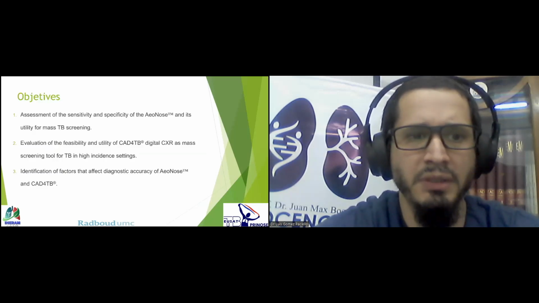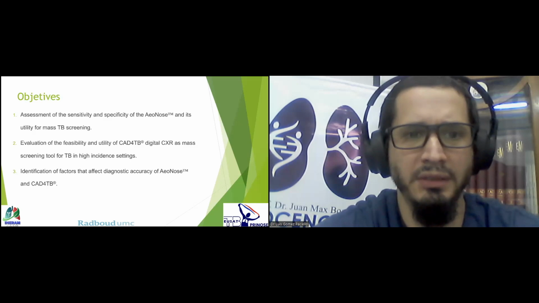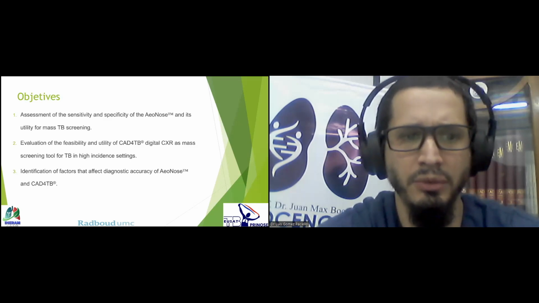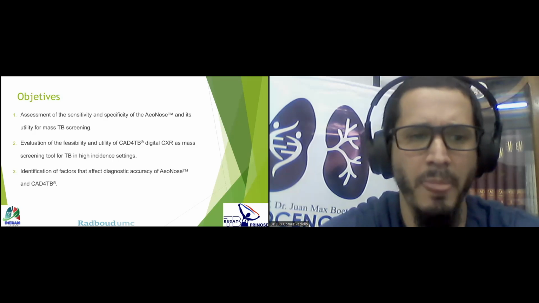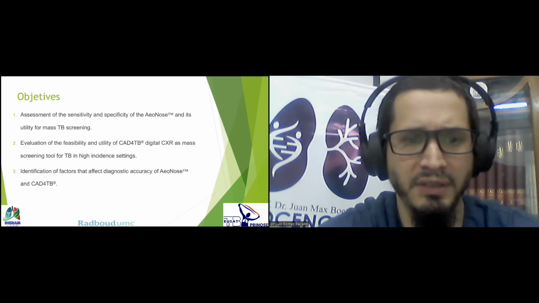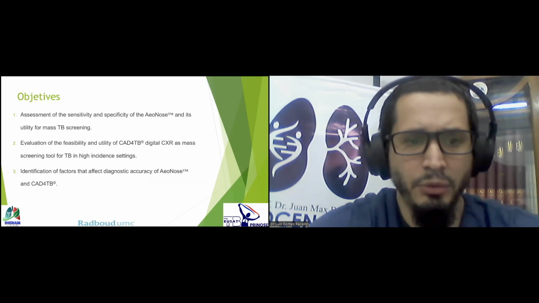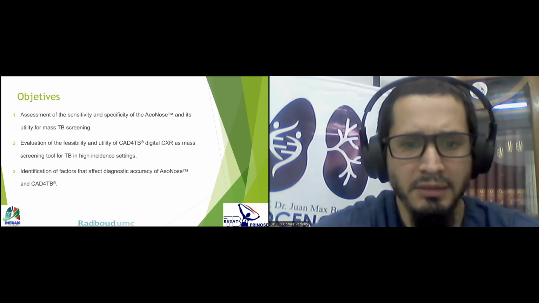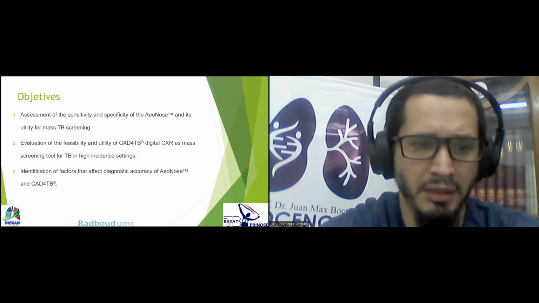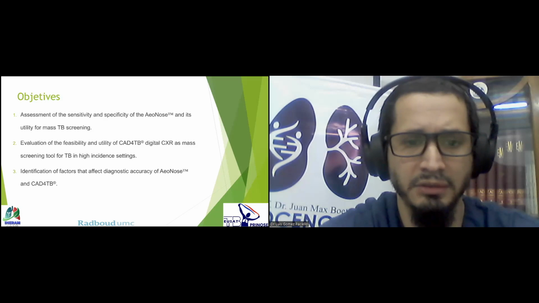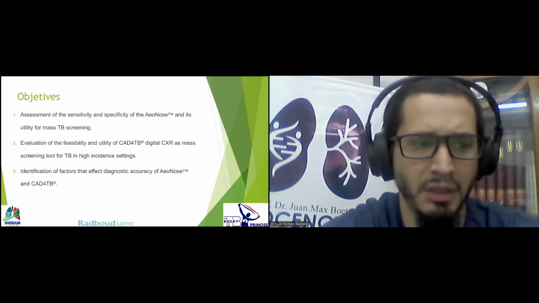Our objectives are the assessment of the sensitivity and the specificity of the Prinose and its utility for mass TB screening, evaluation of the feasibility and utility of CAT4TB digital X-ray as a mass screening tool for TB in high incidence settings, and identification of factors that affect the diagnostic accuracy of the Prinose and of the CAT4TB.